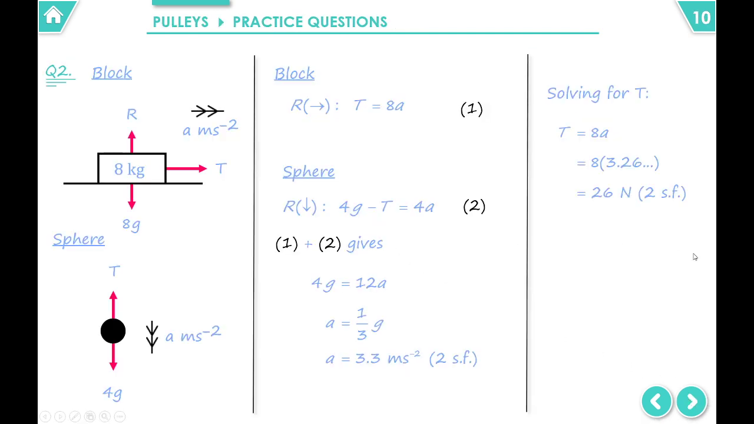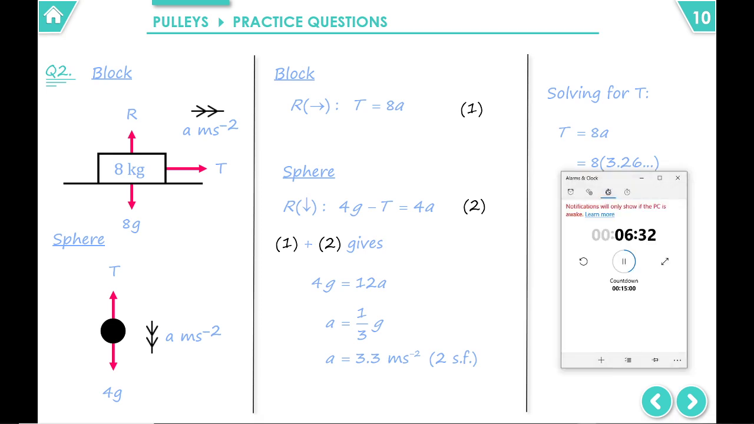Okay, here's the solution for question 2. Pause it if you need to so that you can keep it on the screen.